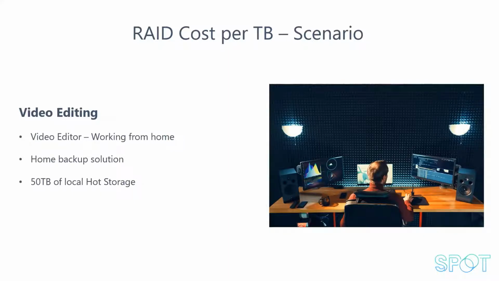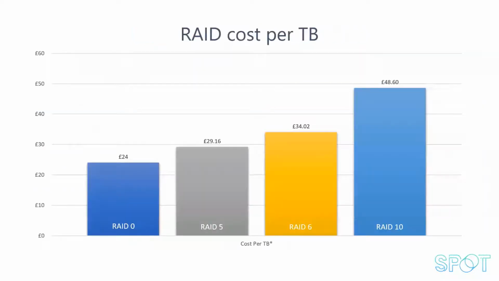Next, we're going to be diving into a quick RAID cost per terabyte scenario. Say you are a video editor working from home, you're after a home backup solution, and you would like 50 terabytes of local hot storage. So here is the RAID cost per terabyte. Essentially what I did here was I marked out some 10 terabyte drives that are very readily available on the market today and figured out the cost per terabyte for each of the applicable RAID groups. We didn't include RAID 1 because it wouldn't be very suitable for our scenario in the first place. So we have RAID 0 here being the evidently cheapest, but with RAID 0 we don't offer any redundancy. So make sure you keep that in mind.